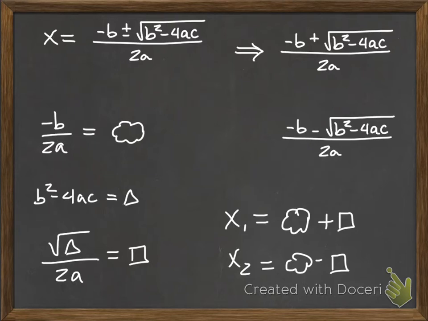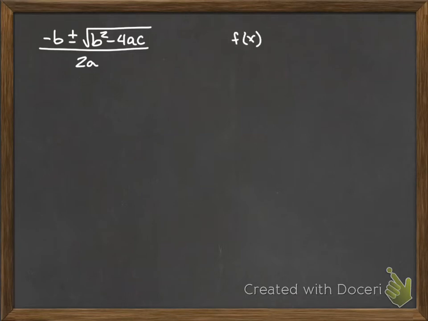Okay, let me copy this over to the next page. Okay, here's our quadratic formula. Let's say we have this. Let's say we have f of x equals 2x squared plus 3x plus 5. So we're going to run through this as an example.